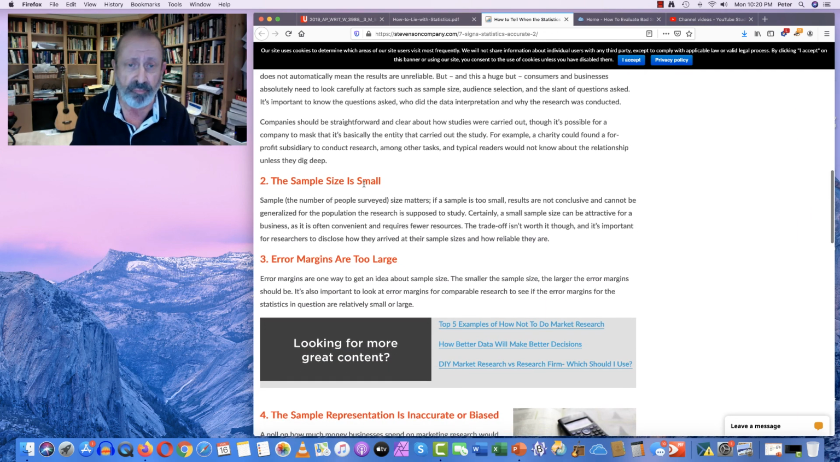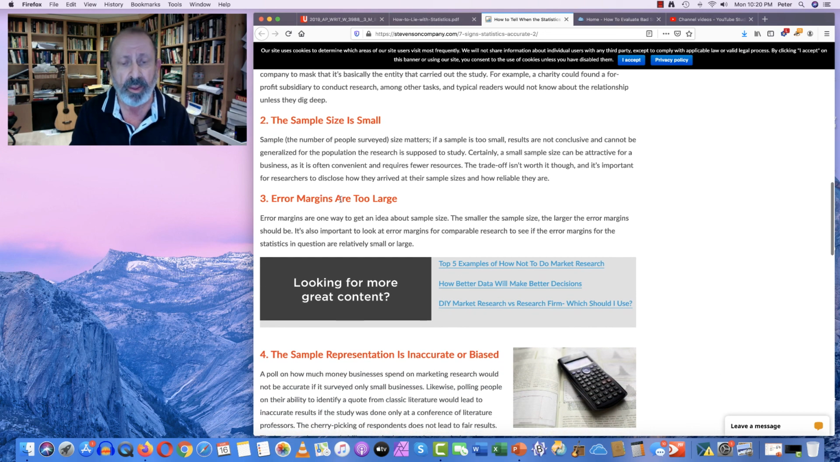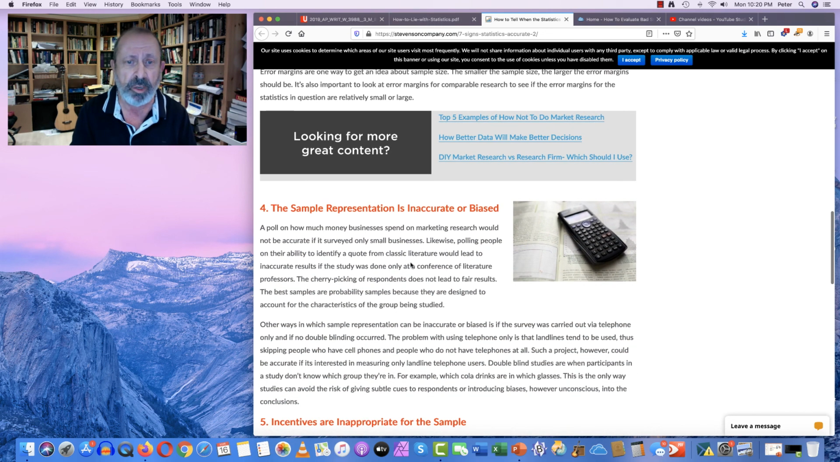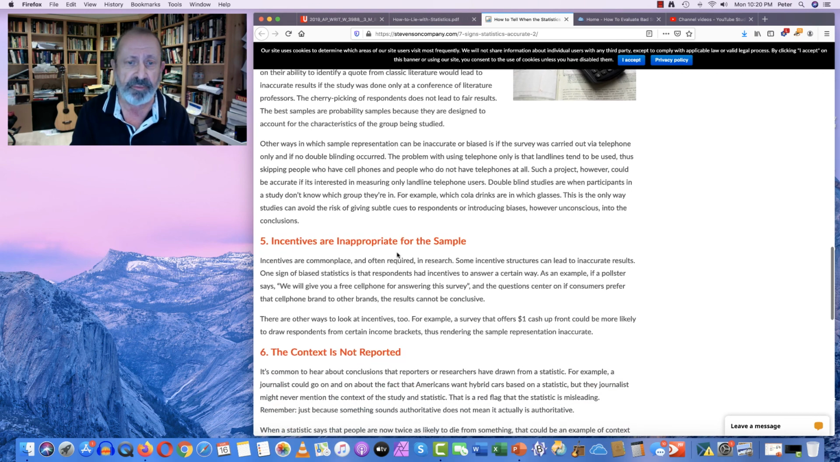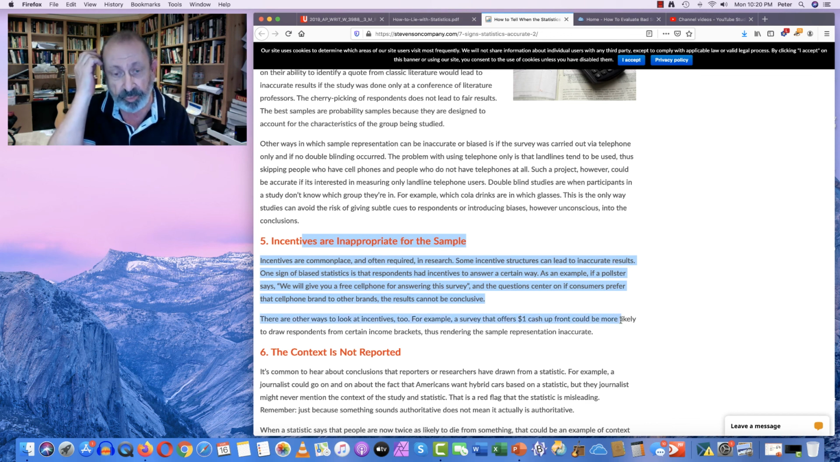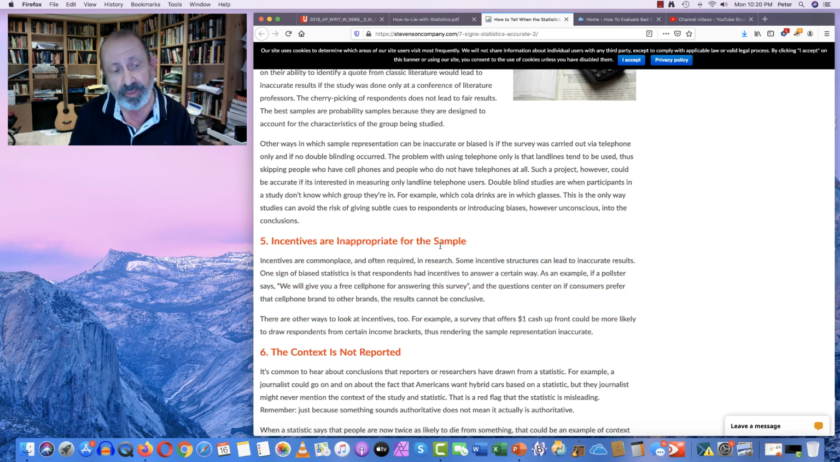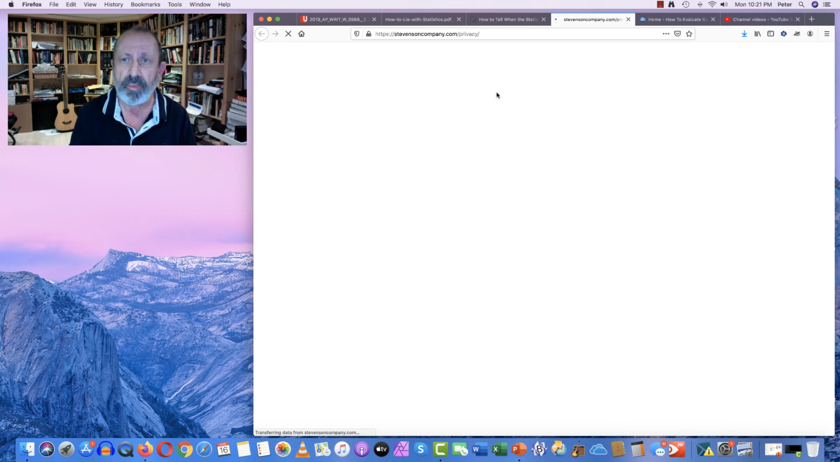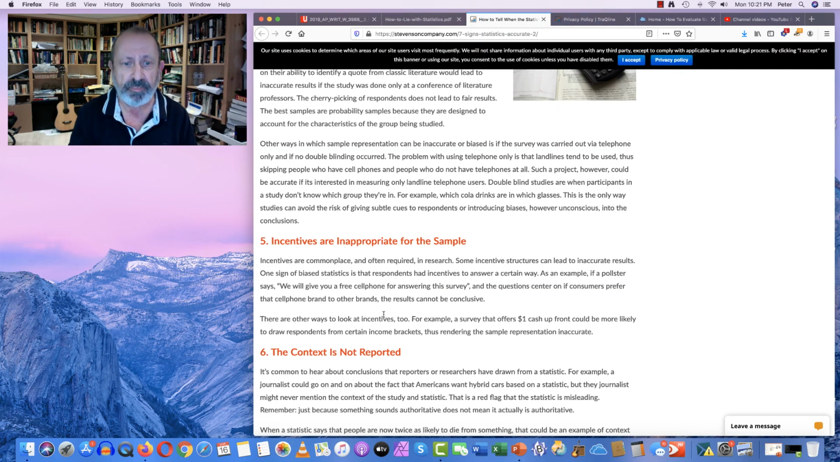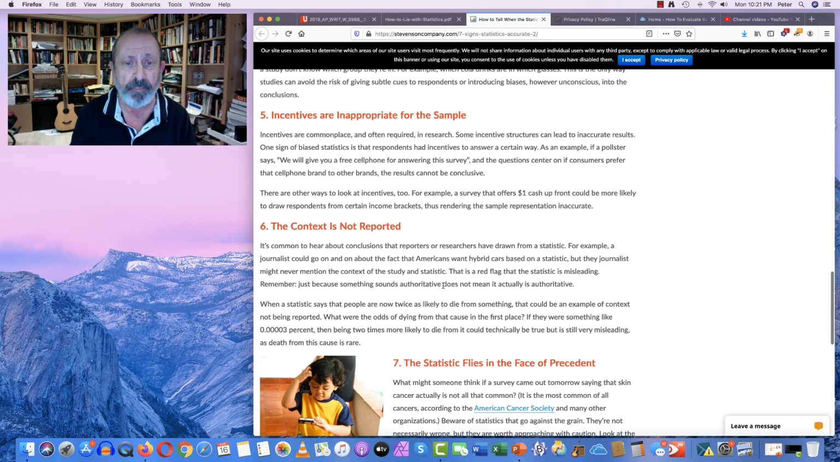We've seen here before: the sample size is small, margins of error are too large, the samples are defective. Sometimes incentives can distort the results, so that you pay people to come in and participate in the survey, and they often think that they're expected to provide an answer one way or another.